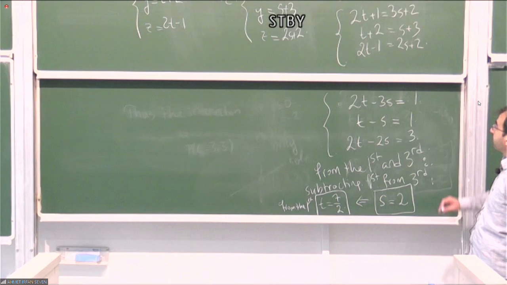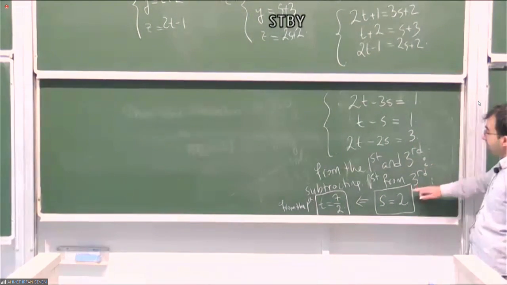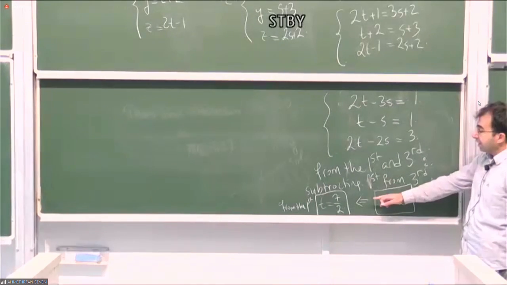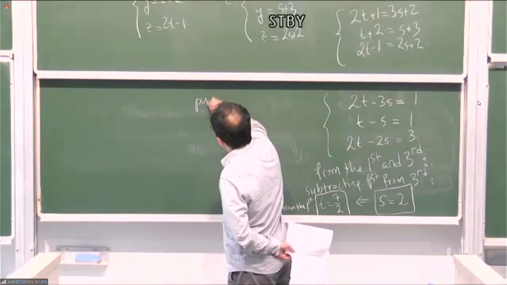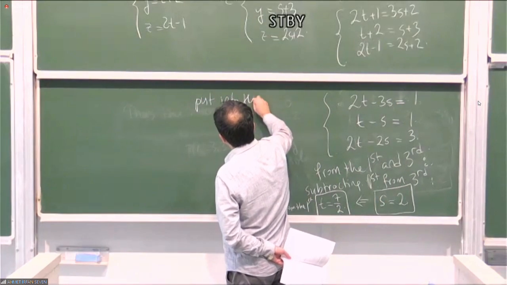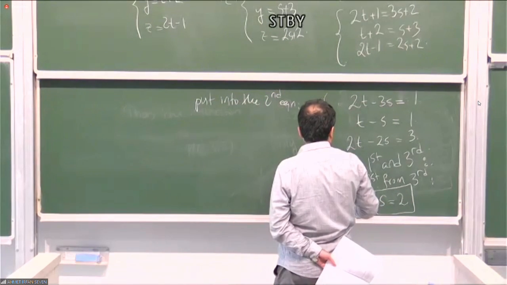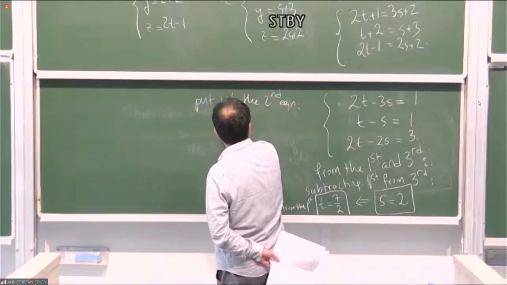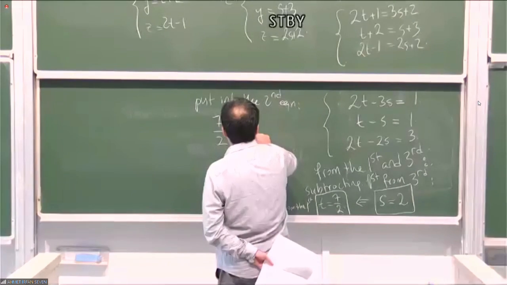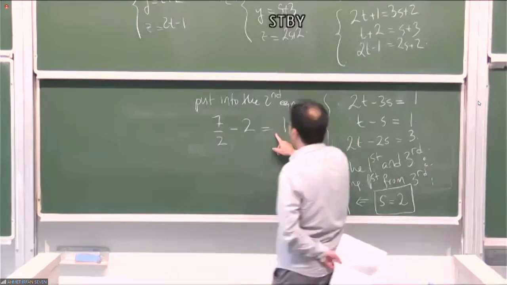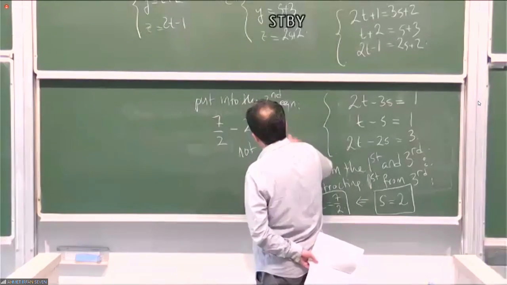All right, but now we have not used the second equation. Let's now check if these values also satisfy this one. Now put into the second equation: t is 7 over 2, minus s is 2. The second equation would be this one, but this will not be true. Not true.